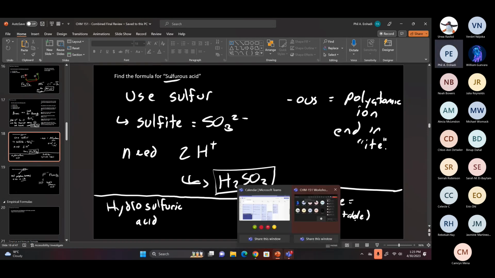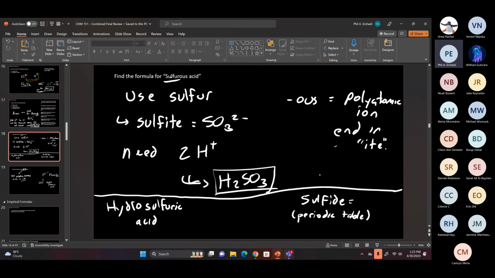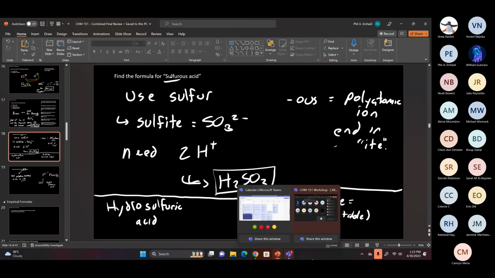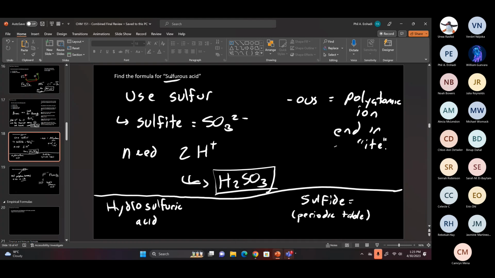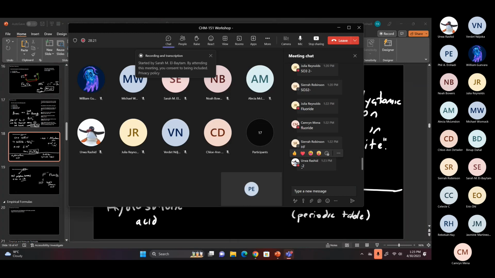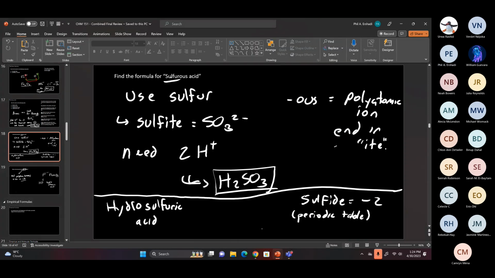So now, can anyone tell me what the charge of sulfide is on the periodic table? -2. Yep, that's right, you got it. It is -2. So you have S2 minus, and we're going to add hydrogen to that. So we'll have H2S, and that's hydrosulfuric acid.